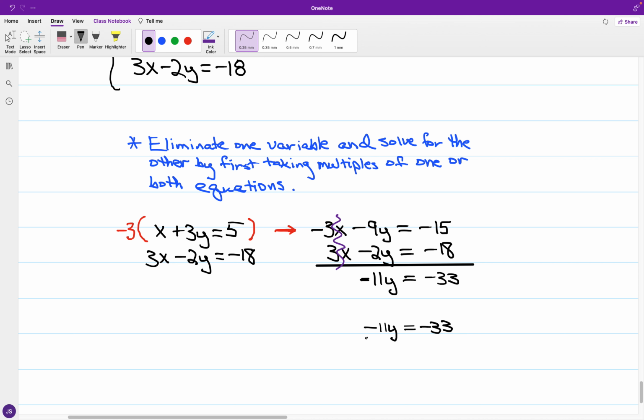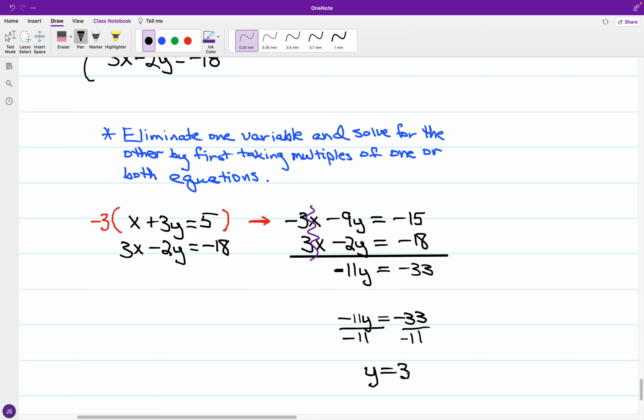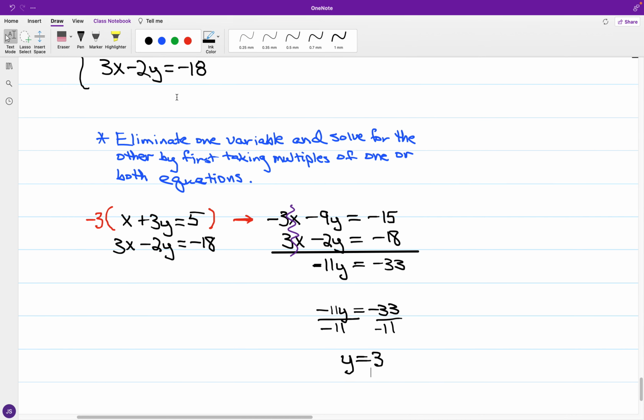Okay, so we've got negative coefficients on both sides, and we divide by negative 11. We end up with y is equal to 3. So we have the solution for y at 3, and I can go back and solve for x. I can plug in 3 for y in either equation from the original set.